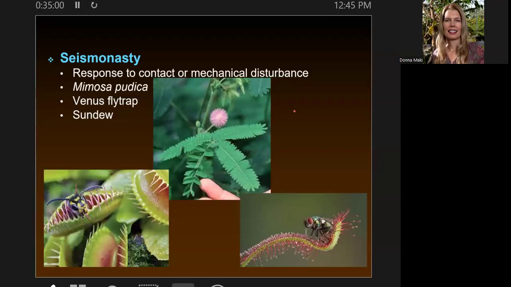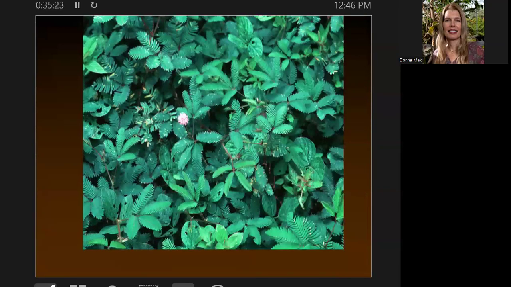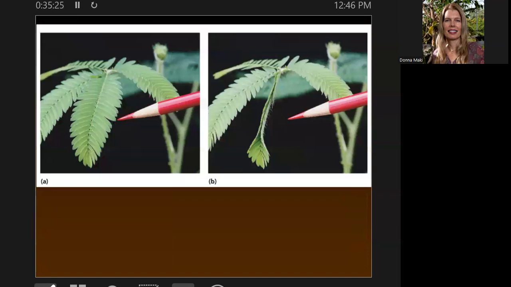You can do it too with sensitive plants. If you put them on a shaker platform and shake it, you can see that it will do that movement too. So it is a little different than thigmotropism. Plus, this is turgor movement, whereas thigmotropism is growth movement. So that's a big difference too. Okay.